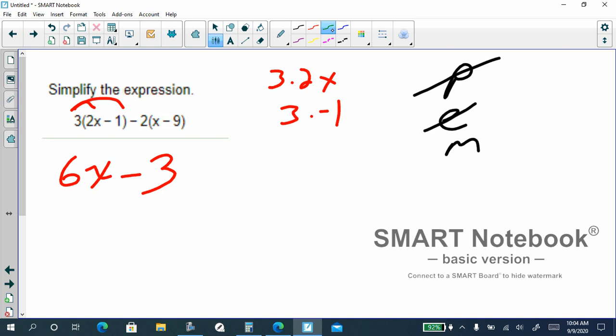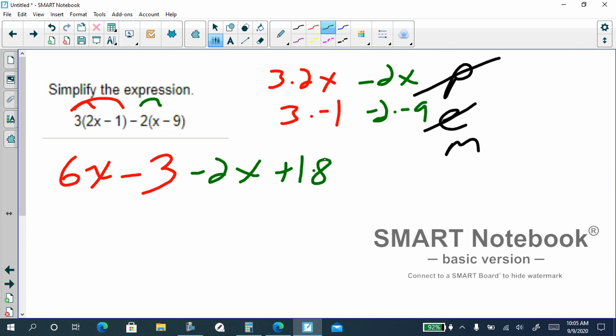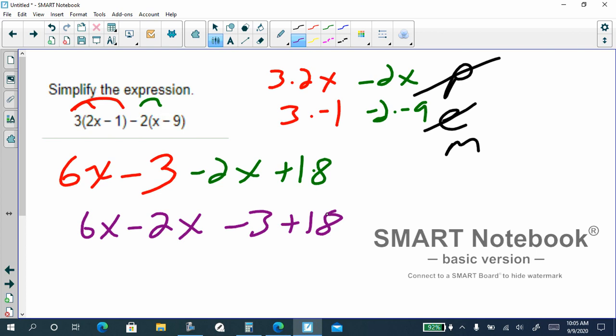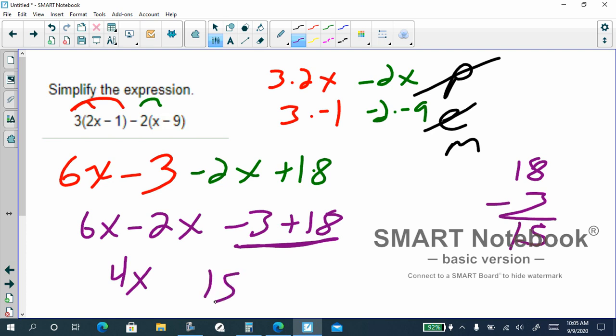And then we distribute the -2. -2 times x, -2x. -2 times -9. So negative times negative is positive. 2 times 9. And then we combine things that are alike. So we have a 6x, and eventually we take away 2x. We have a minus 3, and then we get 18. So 6 minus 2 is 4. Those have opposite signs, so we subtract them. We get 15, and the larger number is positive.